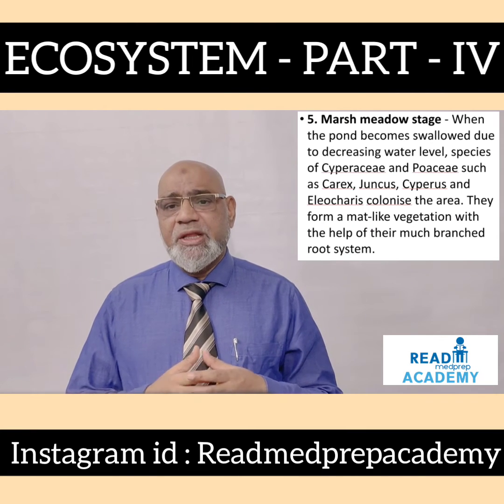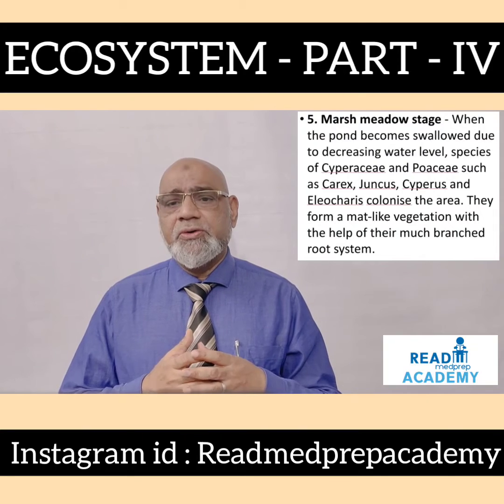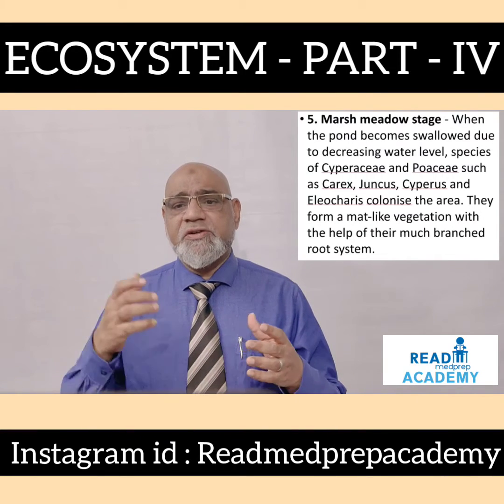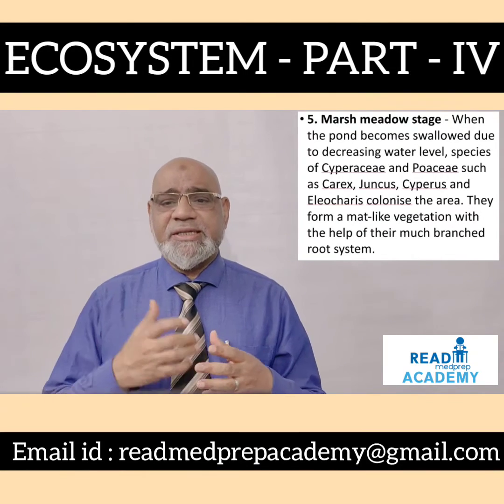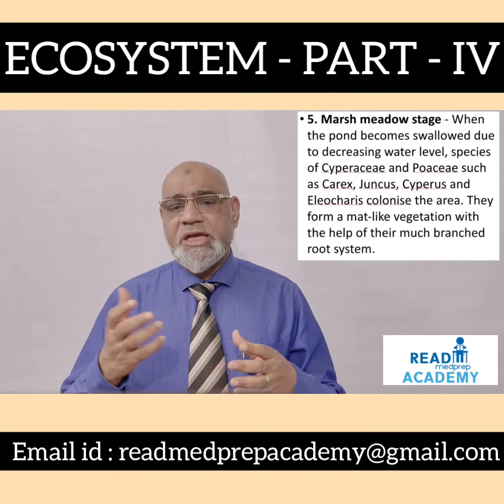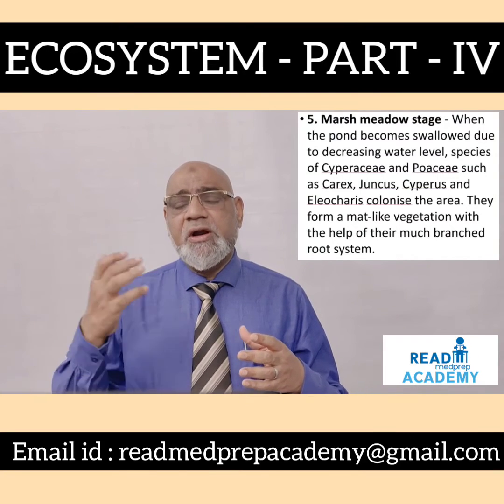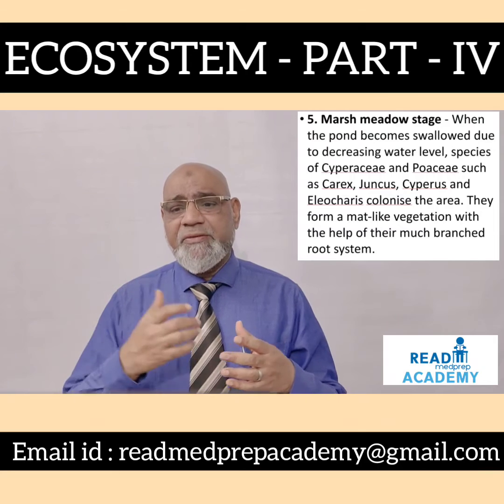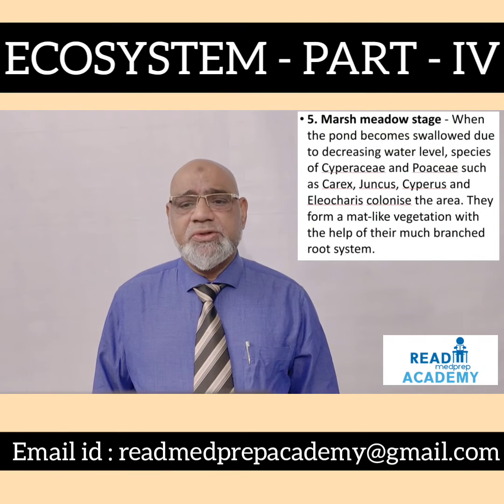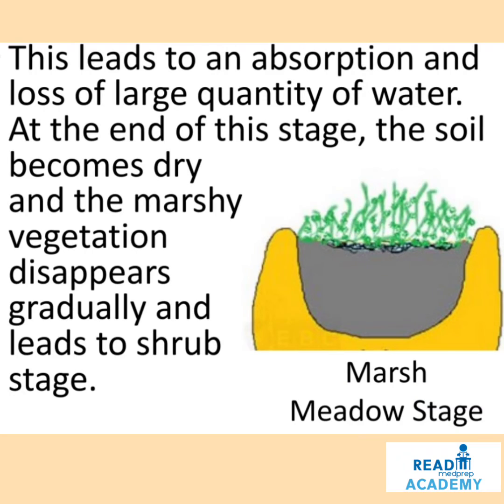Marsh meadow stage. When the pond becomes shallow due to decreasing water level, species of Cyperaceae and Poaceae such as Carex, Juncus, Cyperus and Eleocharis colonize the area. They form a mat-like vegetation with the help of a much branched root system. This leads to absorption, and a large quantity of water is lost. At the end of this stage, the soil becomes dry and marshy vegetation disappears gradually, which leads to the shrub stage. On the right side, you can see the marsh meadow stage.